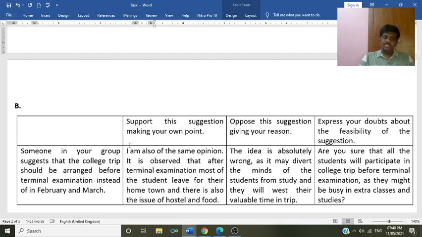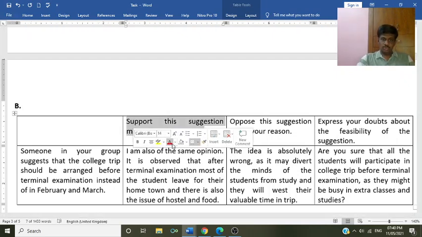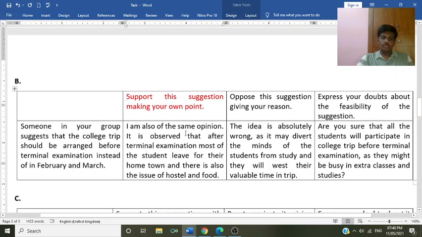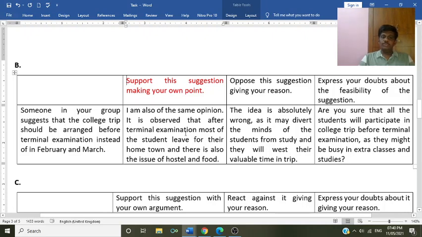So you are in this one situation. In the first situation, you are supposed to give a suggestion, or suggest a solution with your own point. See, I am also of the same opinion, because you are supposed to support this suggestion. I am also of the same opinion.